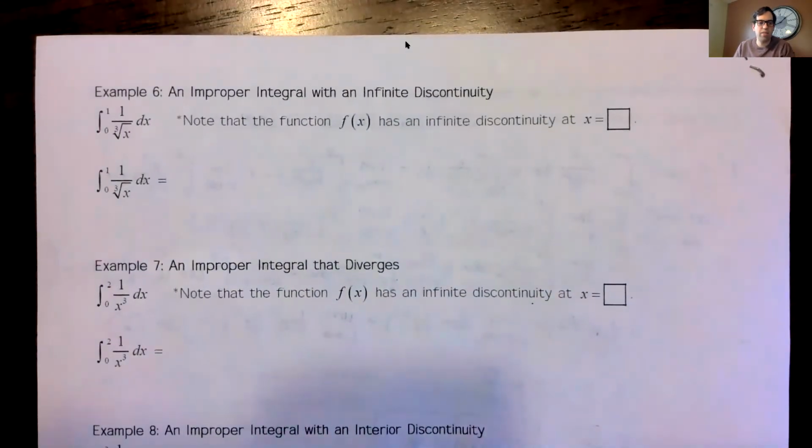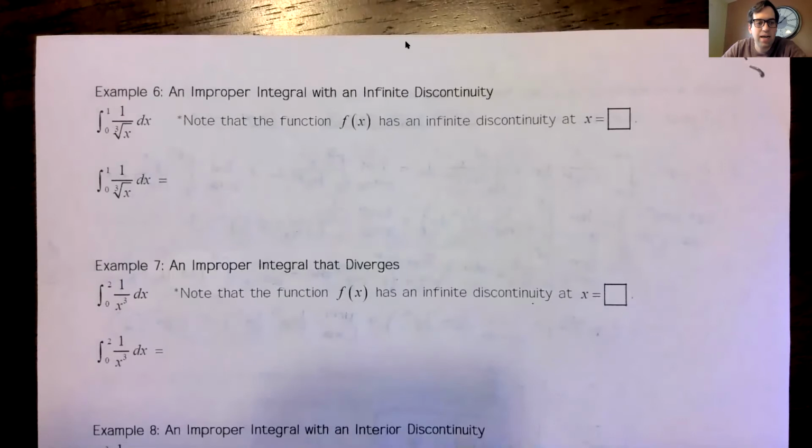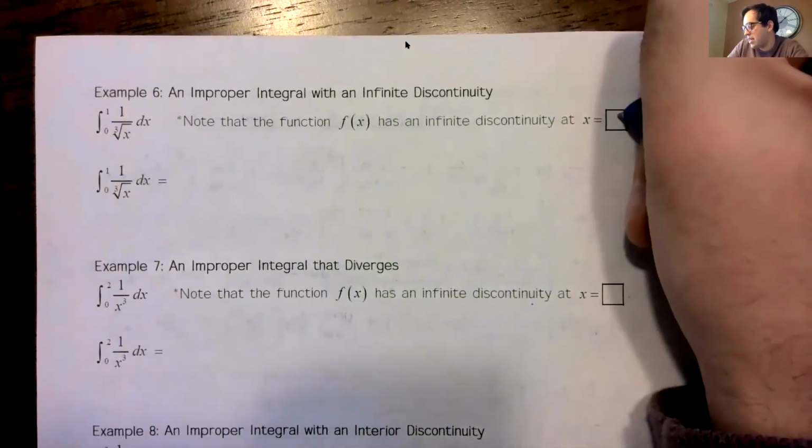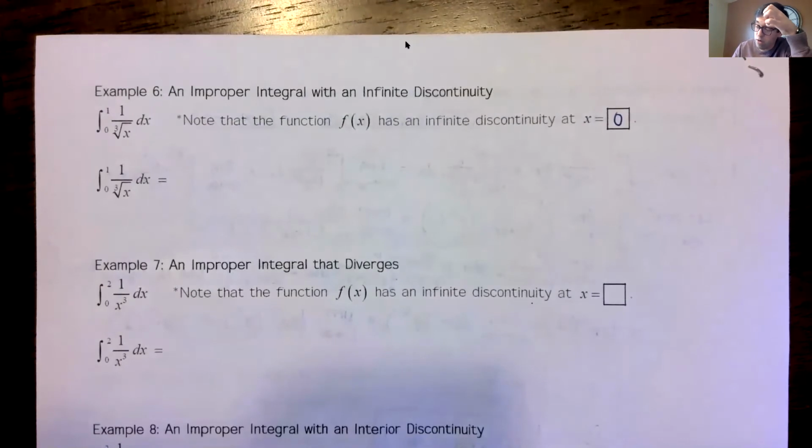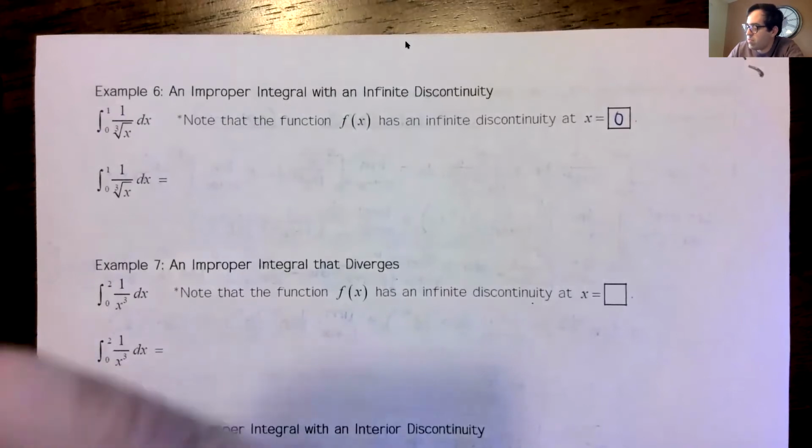Example 6, an improper integral with an infinite discontinuity. We are going to do the integral from 0 to 1 of 1 over the cube root of x dx. Note that the function f of x does have an infinite discontinuity and is at x equals 0, right? We can't plug in 0 here. We get 1 over 0. This would be a vertical asymptote.